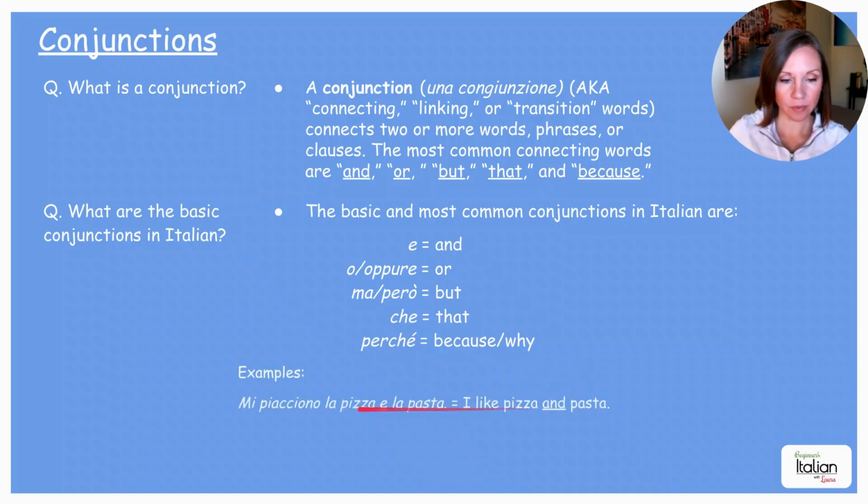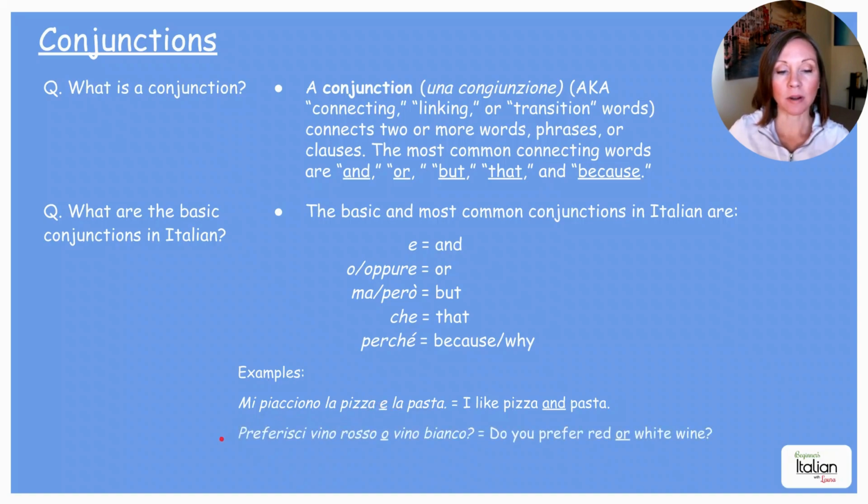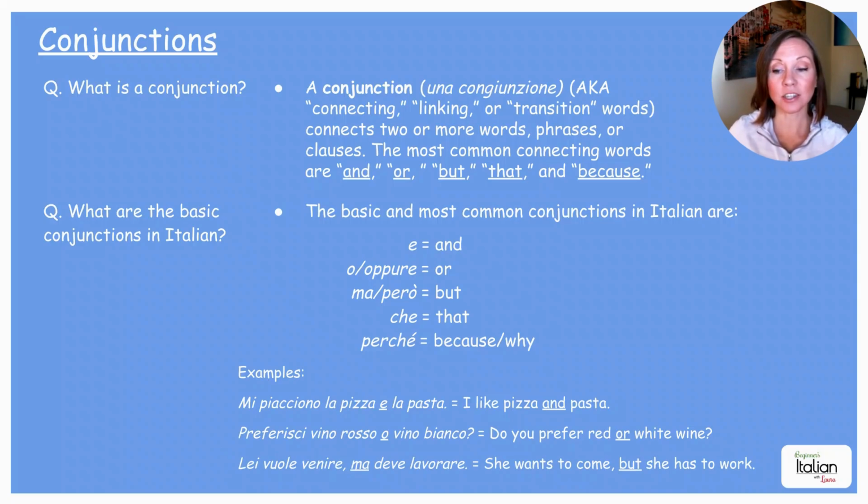For example, mi piacciono la pizza e la pasta. I like pizza and pasta. Preferisci vino rosso o vino bianco? Do you prefer red or white wine? So you can use o or oppure, either one. And lei vuole venire, ma deve lavorare. So she wants to come, but she has to work. I use ma, but I could also have used però.